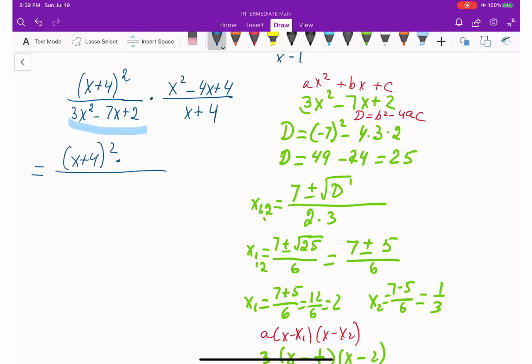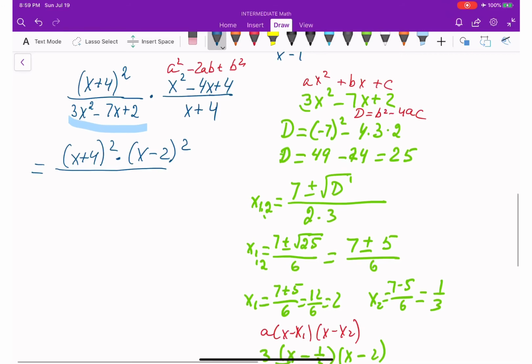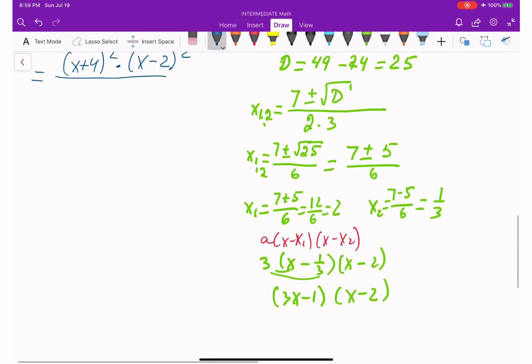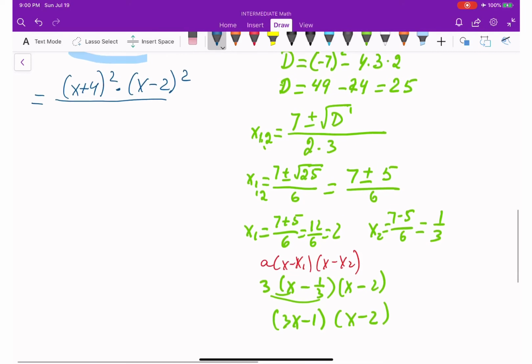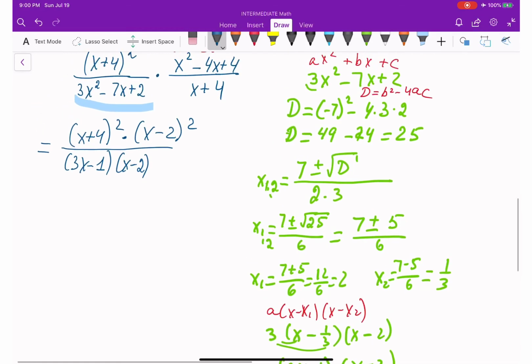x squared minus 4x plus 4 is a perfect square: a squared minus 2ab plus b squared, which is going to be (x minus 2) squared. You can watch the video for perfect square. And now we need 3x squared minus 7x plus 2, which is (3x minus 1)(x minus 2), multiplying by (x plus 4).